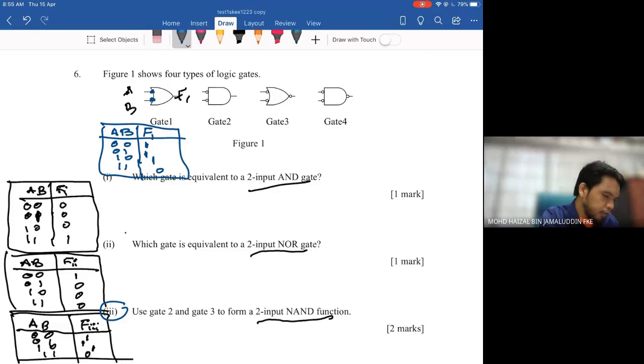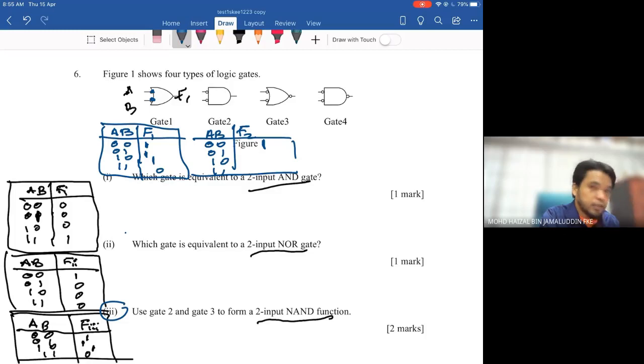So we see on gate number 2. So you have 0, 0, 0, 1, 1, 0, 1, 1. So this is a NAND gate. Okay, 0, 0 is 1, 0, 1 is 1, 1, 0 is 1, 1, 1 is 0. Okay, so gate 2 is equivalent to this. So it is equivalent to gate 2.